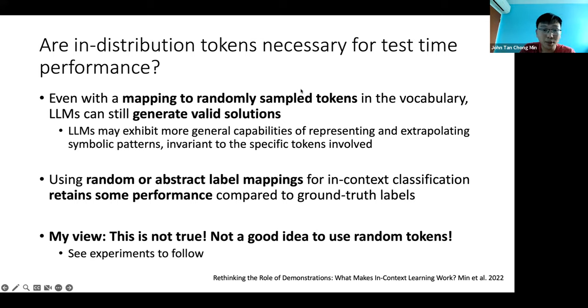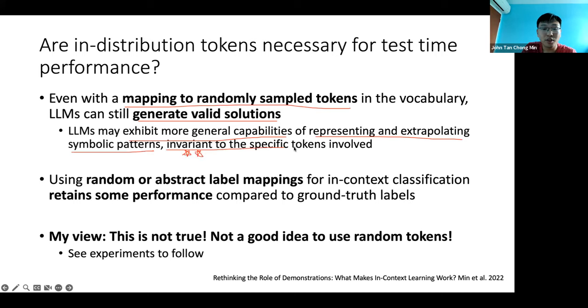So the surprising result is that even if you map to a randomly sampled token, you can still generate valid solutions, provided you ground it in enough input-output examples, like in the ARC challenge. You can still generate valid solutions. So this is interesting because LLMs might generate general capabilities of representing and extrapolating these symbolic patterns. The key thing is invariant to the specific tokens involved.